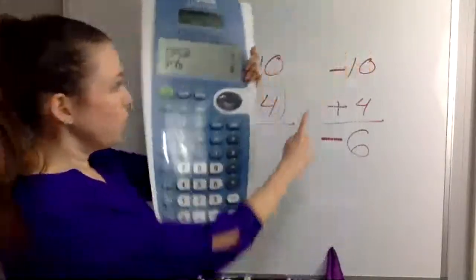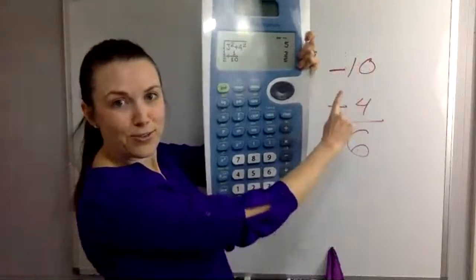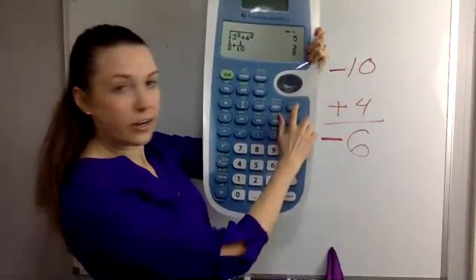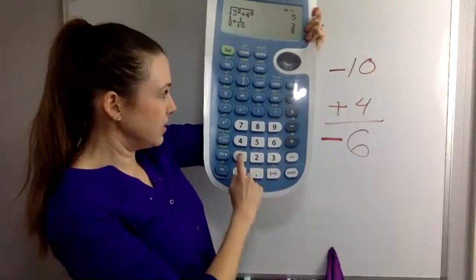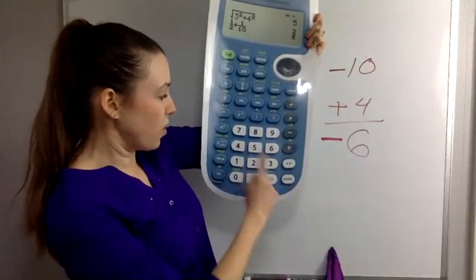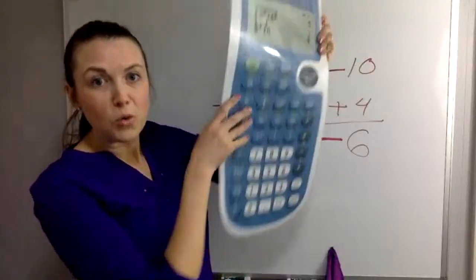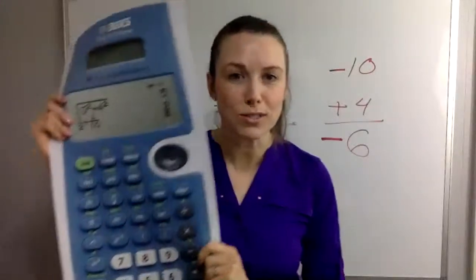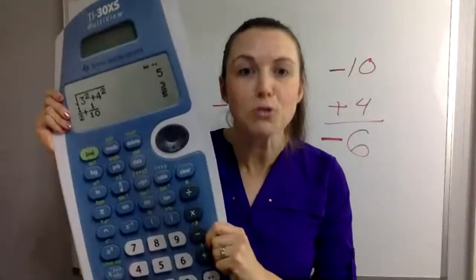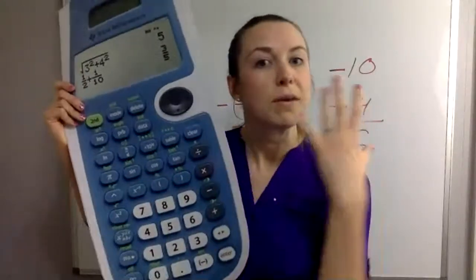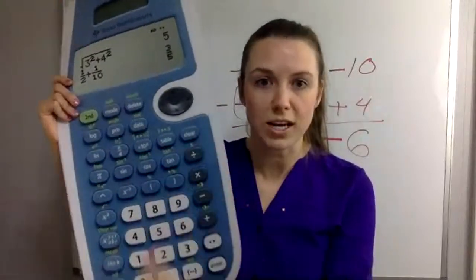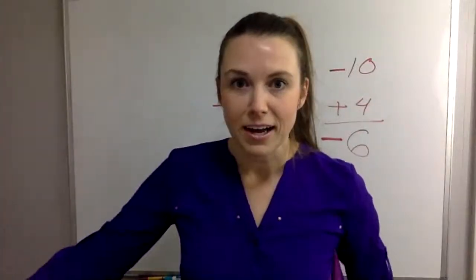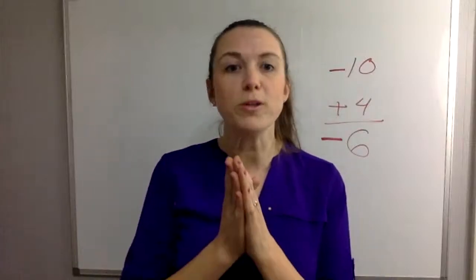Or if we wanted to type in how it's written like this, I would clear it, right? Clear your answers. I would go -10 plus 4, enter. Okay, really make sure you know how to use this calculator. It'll make a huge, huge difference because when you go and take the test, you'll be familiar with how to use a calculator.